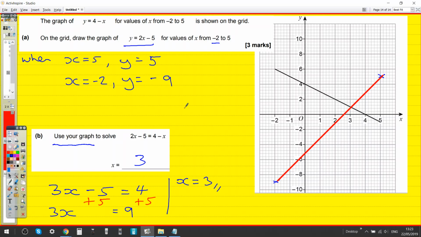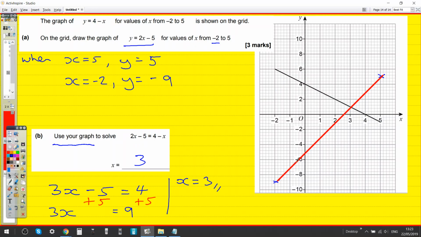Is it a question of you go along to 3 and you go up until you hit the line? Where are you getting 3 from? Excellent. So that's using our answer, but that wasn't in the question. You see this 2x minus 5? Yeah. So that's the line that they drew.